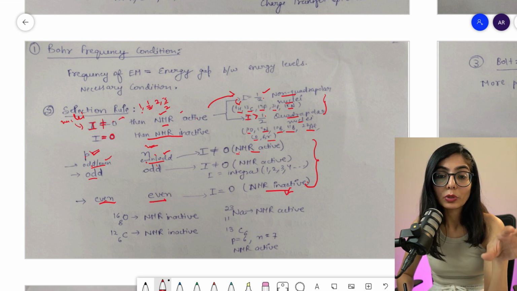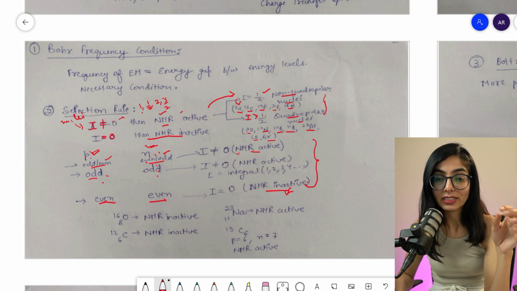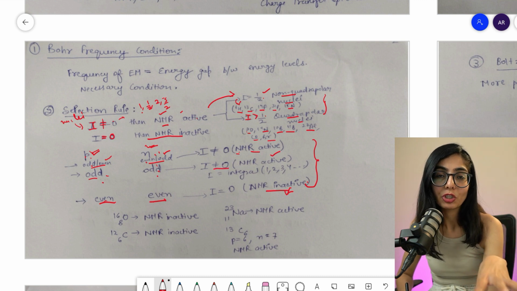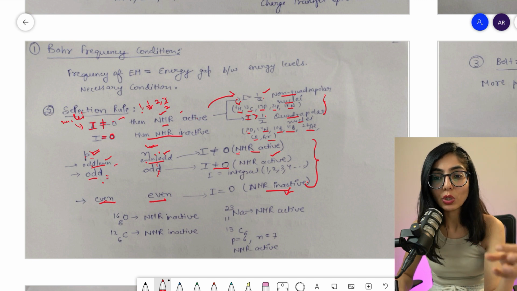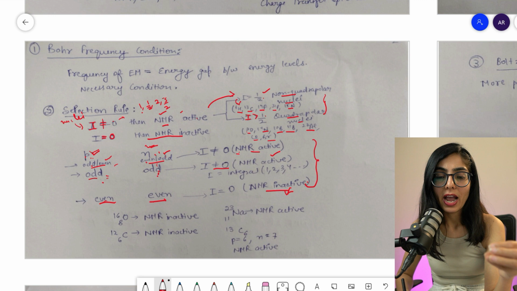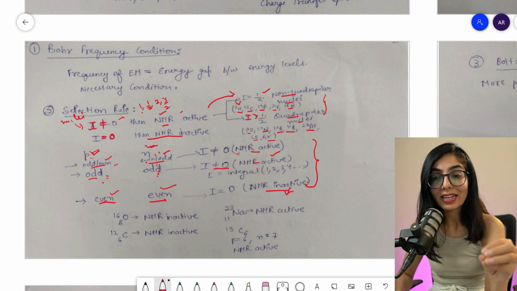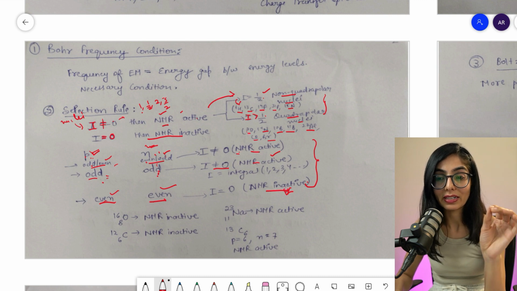And if both proton and neutron are odd, then again it will be NMR active and I will not be equal to 0. So basically, either one of them or both of them should be odd for the nucleus to be NMR active. And if both are even, then the spin number will be 0 and the nucleus will be NMR inactive. Just memorize this statement: if proton and neutron are both even, it will be NMR inactive.